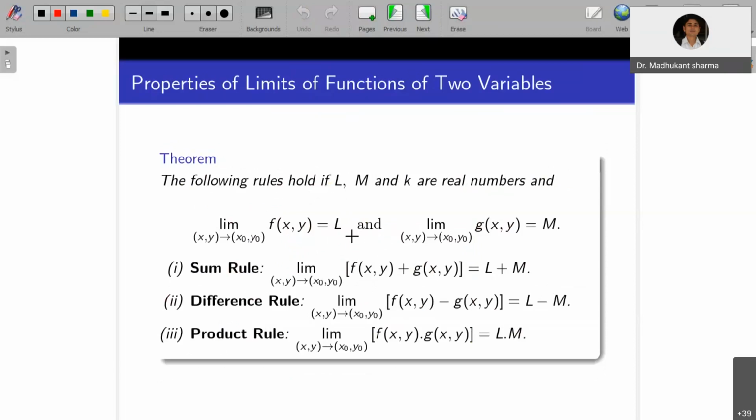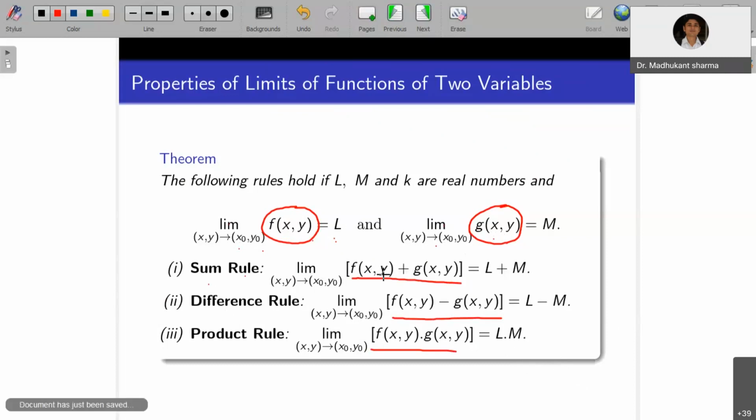What I mean is, suppose you have two functions f and g, and suppose it is given to you, or you can somehow find out, that the limit as (x, y) tends to (x naught, y naught) of f of (x, y) exists and equals L, and the limit as (x, y) tends to (x naught, y naught) of g exists and equals M. Then what about the sum? What about the difference? What about the product? Similar to single variable.